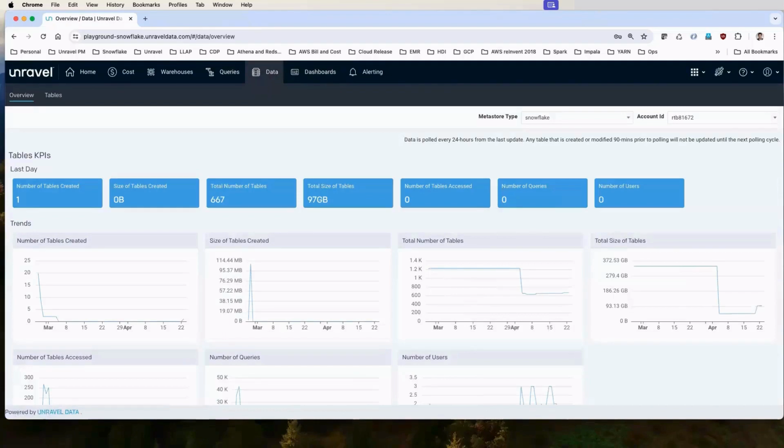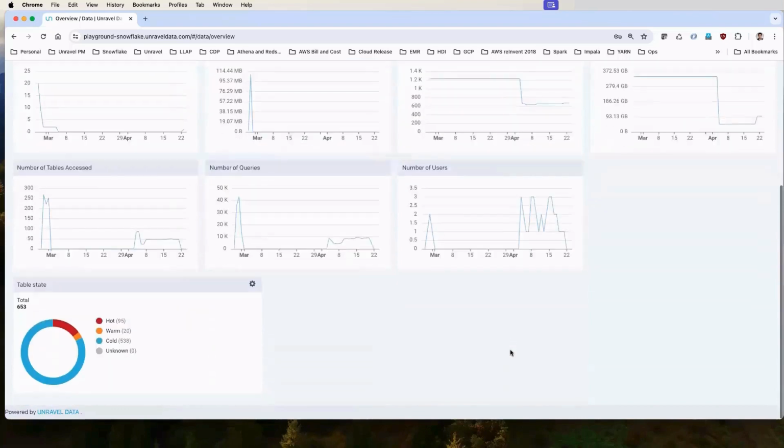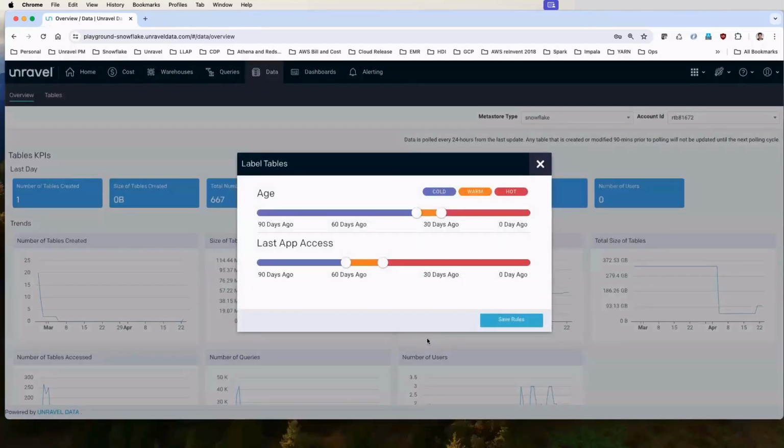The data page tracks the number of tables, the sizes of the tables, the number of accesses, and the number of users of these tables, and so on. We correlate table information with users and job info to derive insights such as the hot, warm, and cold tables based on how recent their last access is and how long the tables have been around. The cold tables are candidates for deletion to minimize storage cost. We also provide other data insights such as anomalous size changes.